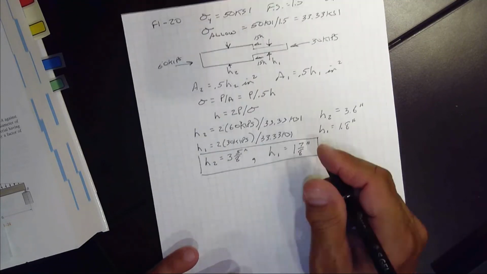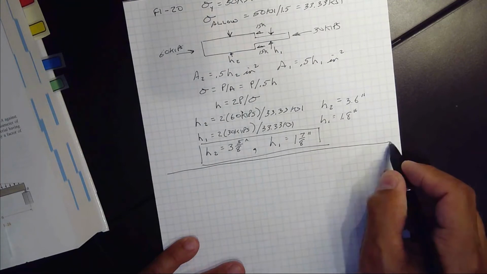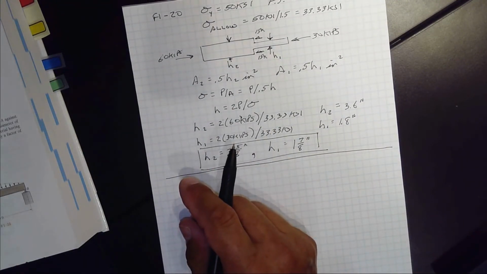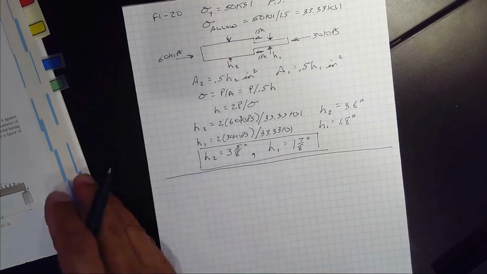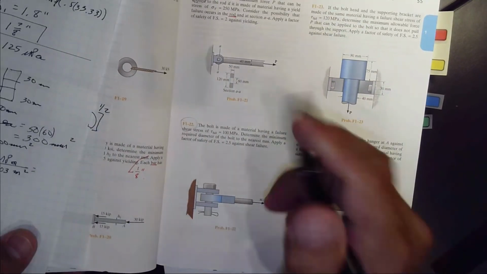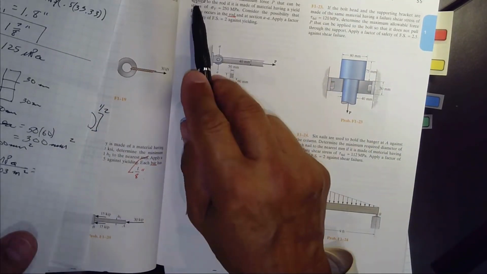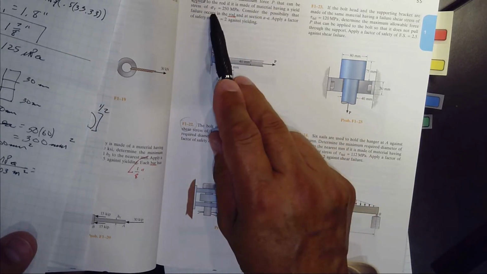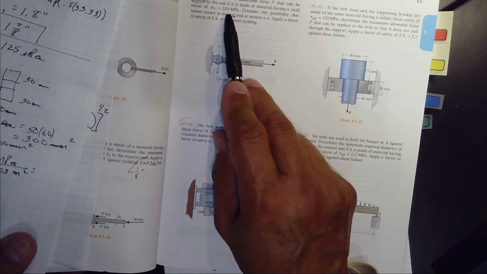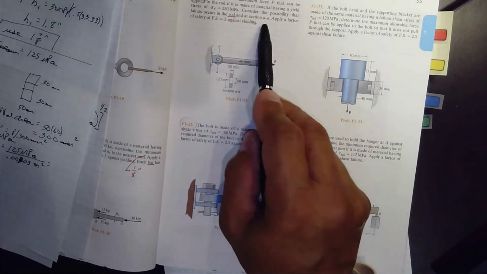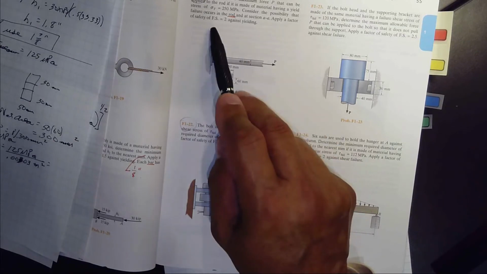Okay, next problem. We'll do number 21. Then we'll do one more. So here we've got: determine the maximum force P that could be applied to the end of the rod if it's made of a material having a yield stress of 250 MPa. Consider the possibility that failure occurs in the rod and in the section at AA. Apply a factor of safety of 2 against yielding.